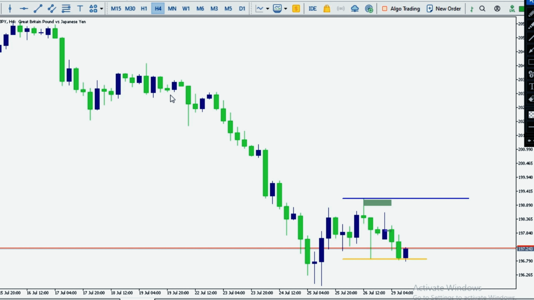We are price action traders, right? We trade the price action. So when I zoom into 4 hours, things get interesting. I see this big green candle right here. As you can see, there's this big green candle right here.